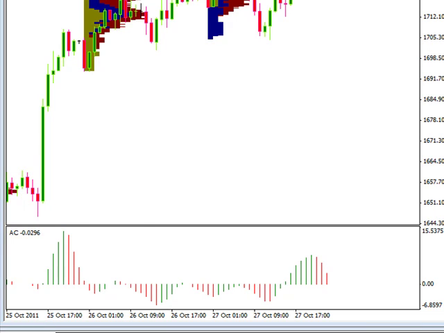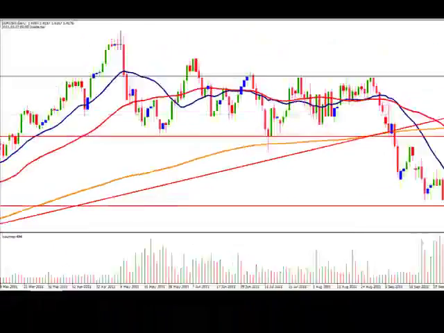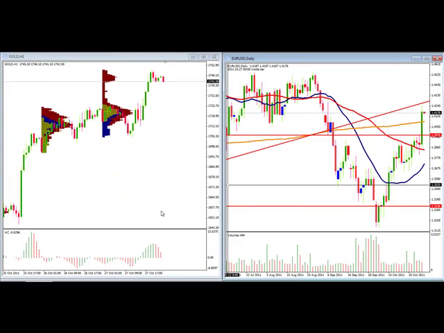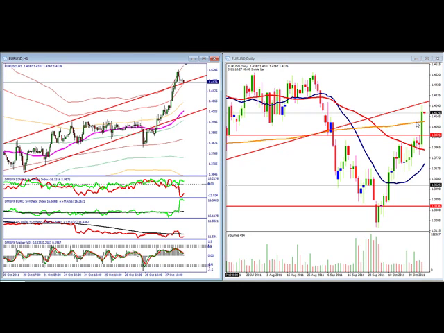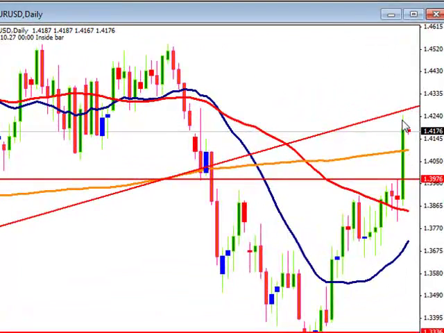So what does that mean for our currency pairs? Well, let's get that back down here. There we go. So on our daily chart for the euro dollar, look at this beautiful move that we made today. Went right up and touched the backside of our uptrend line.